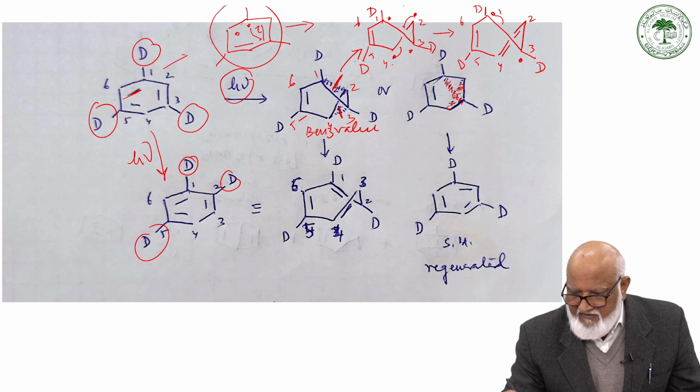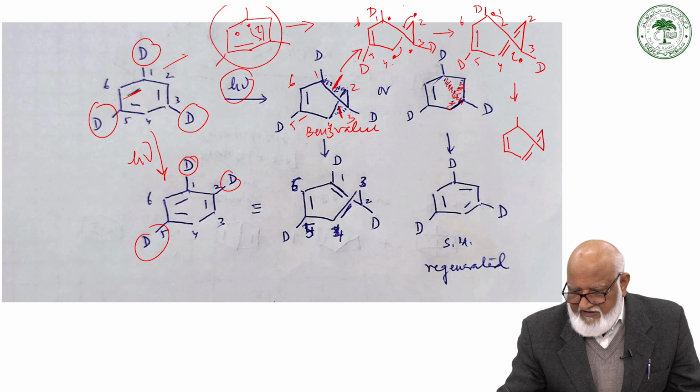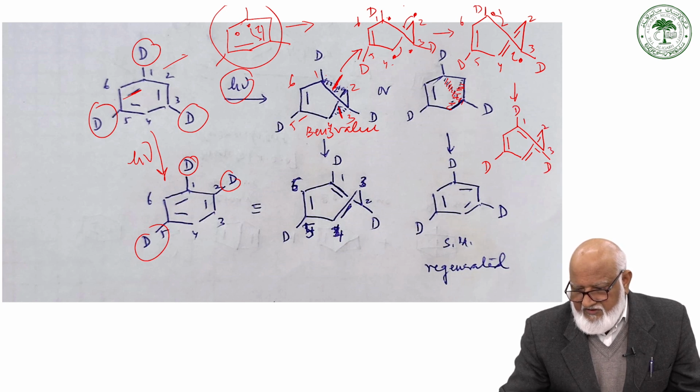Now this radical and this radical will form a double bond like this. So we get a deuterium. We have a double bond here, and this is the new double bond which is formed by coupling of these two radicals. We have a deuterium substituent at 1, 3, and 5. Deuterium 1, 2, 3, 4, 5, and 6.